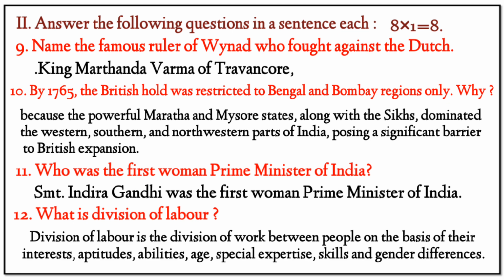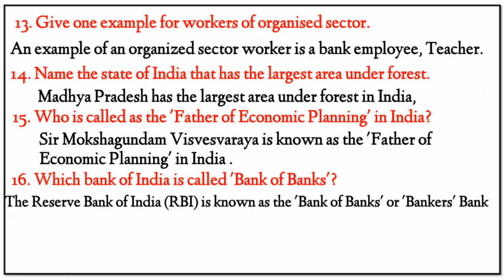Next, 12. What is division of labor? Answer: the division of labor is a division of work between people on the basis of their interests, aptitudes, abilities, age, special experts, skills and gender differences. Next, 13. Give one example for workers of organized sector. An example of an organized sector worker is bank employees, teachers and much more. You have to write only one, bank employee or teacher.